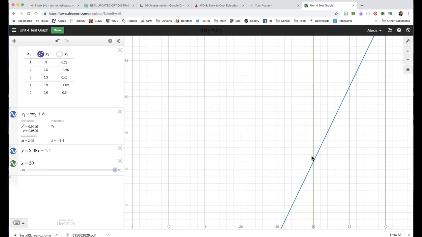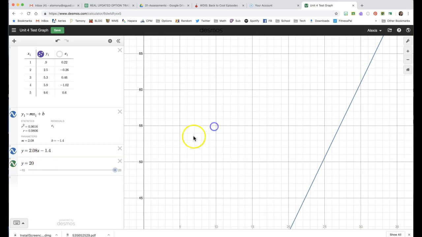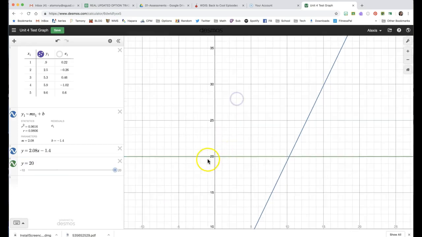Now, the next question asks, if the output you're looking for is 20, what is the predicted input that will result in that output? So we want an output of 20. So instead of having an x equals 30, we want y equals 20. Okay, so we go down to where y is 20, and we check that out right there. And the input that we would need is 10.288.